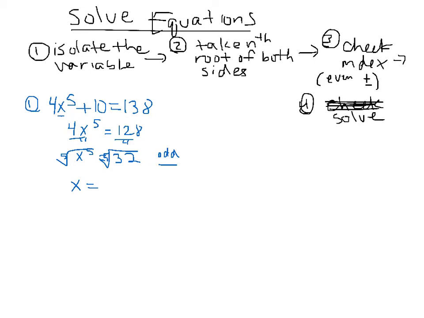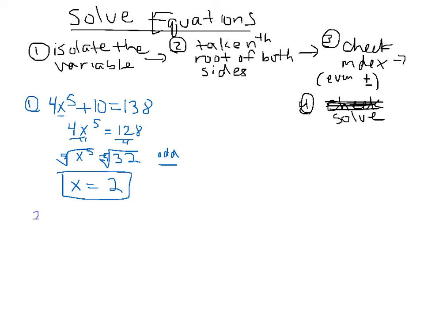So what times itself 5 times is 32? That would be 2. So the 5th root of 32 is 2. So my answer to this problem is 2. And you could plug it in and see if it works, which it does. Second example I'm going to walk you through is, let me change colors.